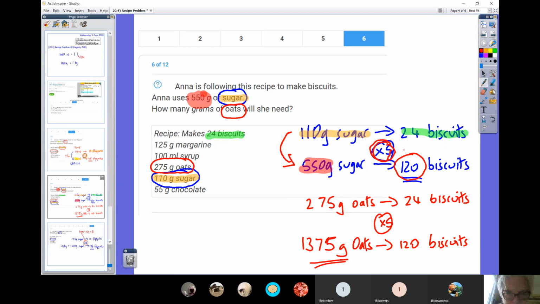Now that was just like the previous questions, but this one is asking us something different. It's asking us how many grams of oats will she need? So looking at the oats information, we can see that 275 grams of oats makes the 24 biscuits. Now again, we're making 120 biscuits, so we're still multiplying by 5, just like before.